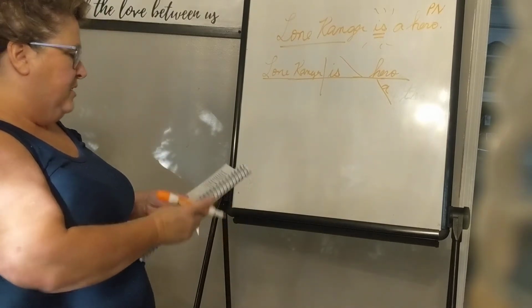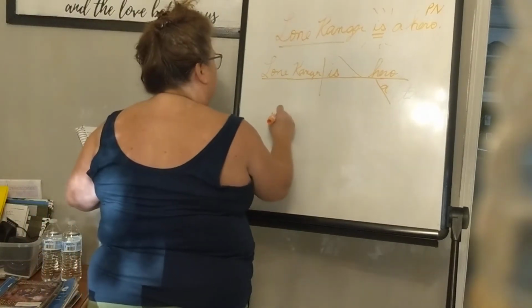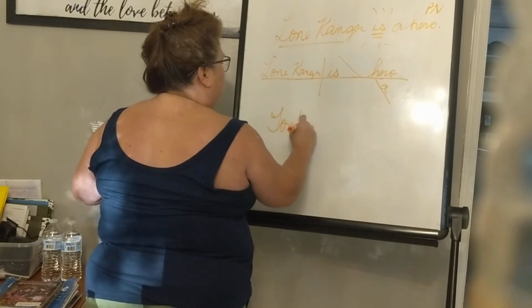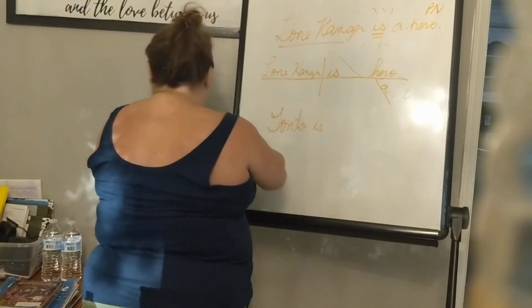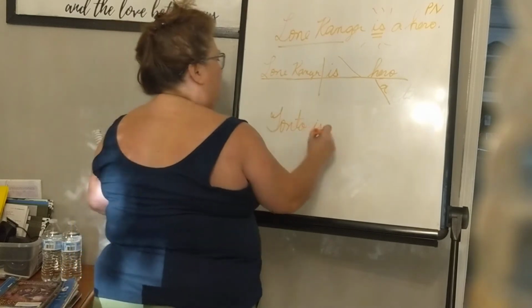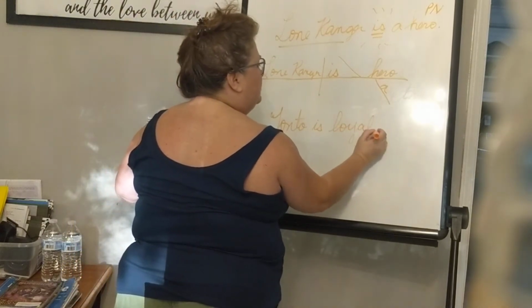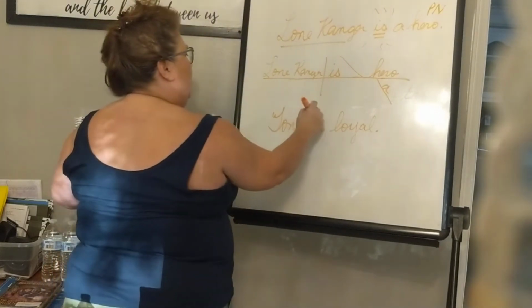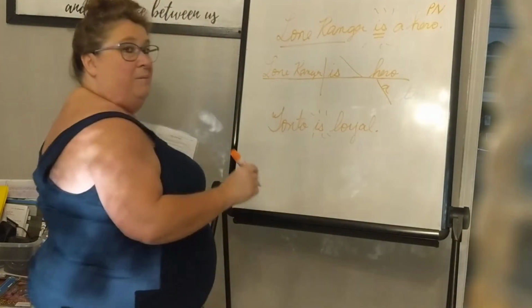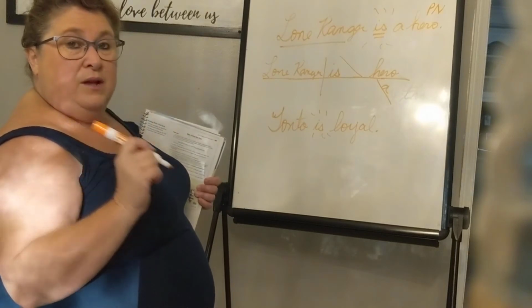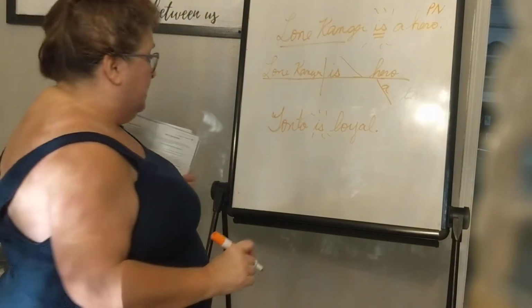And then our last sentence is Tonto is loyal. Tonto was Lone Ranger's horse, guys. Okay, so is our linking verb. It's blinking at us, telling us there might be a word after me that's renaming or describing the subject.